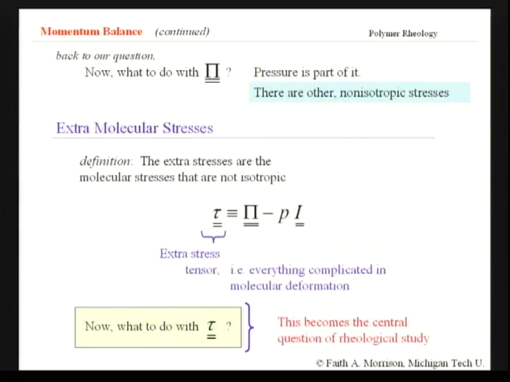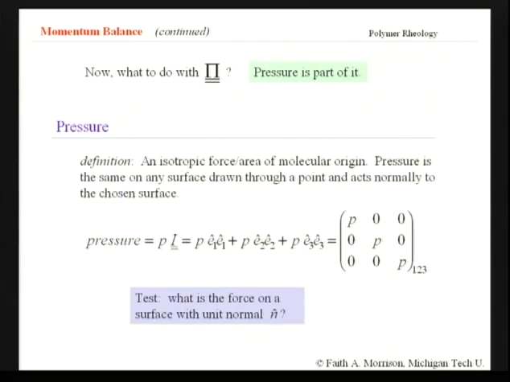So that pressure you can subtract from the total stress tensor and get the extra stress tensor, which, as I said, I'll be calling the stress tensor. And the stress tensor is the complicated thing that we need to figure out. Now, again, back on this slide, I glossed over the fact that these are molecular stresses. And that was true for this pressure that we talked about before.